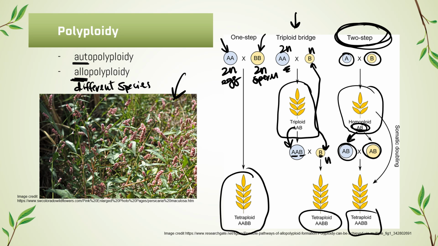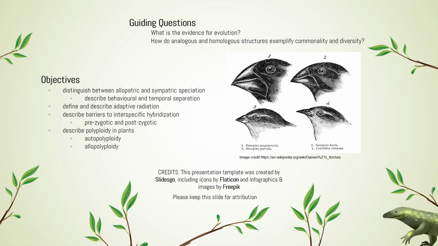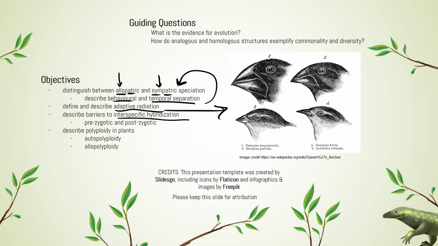Super interesting polyploidy. And on that note, my friends, we have accomplished all of our objectives. We talked about allopatric speciation, different homeland. We talked about sympatric speciation, same homeland. We talked about behavioral and temporal separation that will allow for the reproductive isolation required for sympatric speciation. We talked about adaptive radiation, Darwin's finches being a prime example of that. Interspecific hybridization can be prevented by both prezygotic and postzygotic barriers. And then we talked about polyploidy through self-fertilization, and we can also have hybridization through different species.